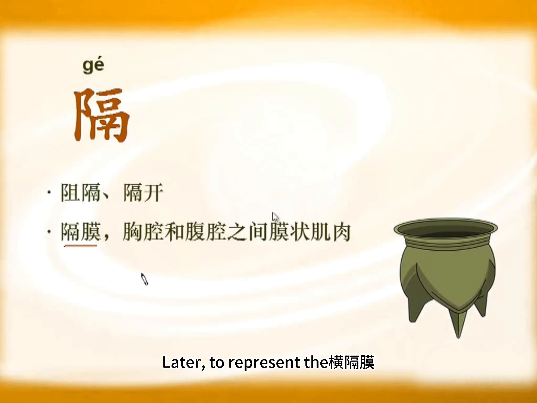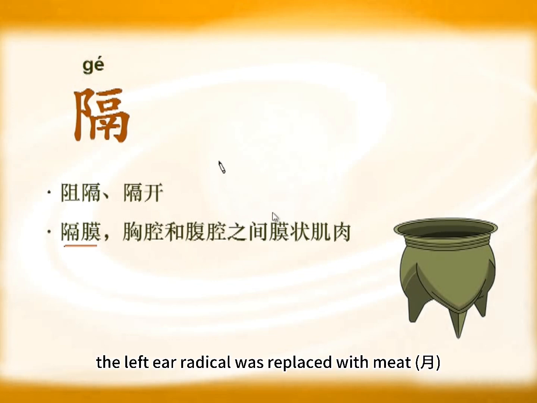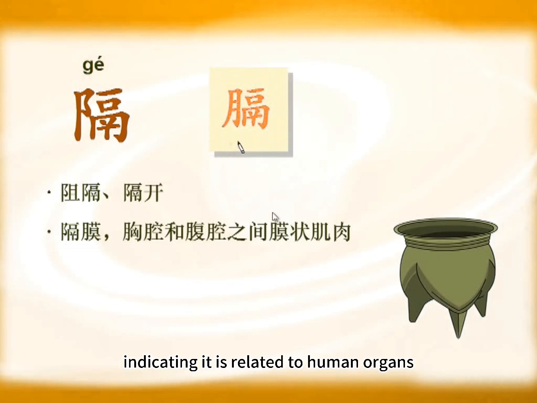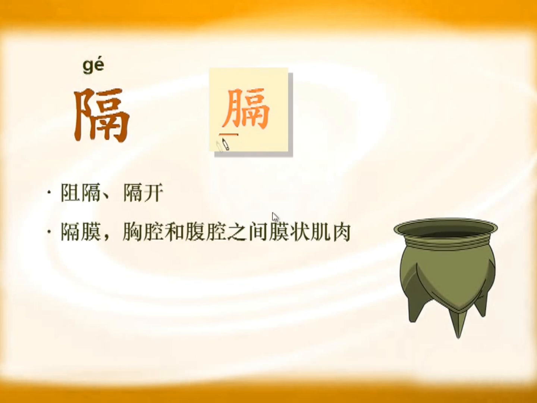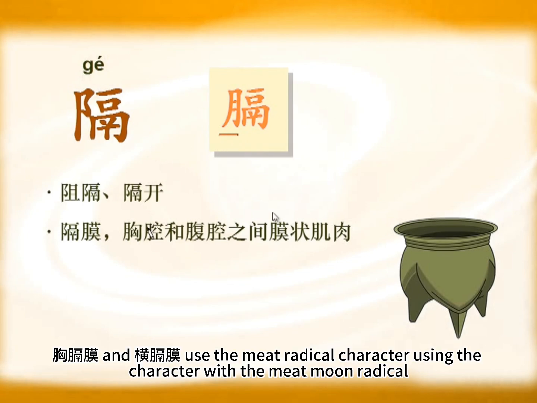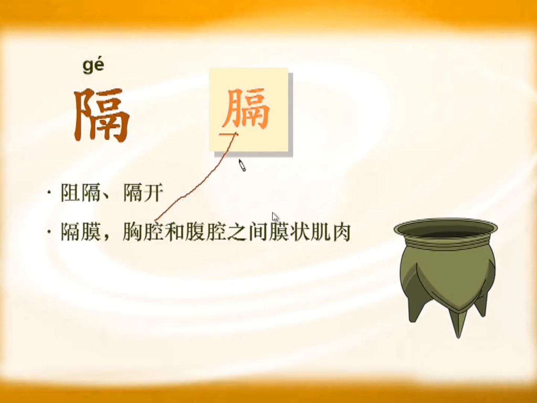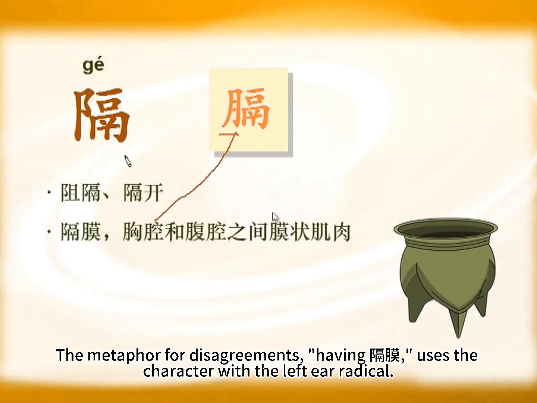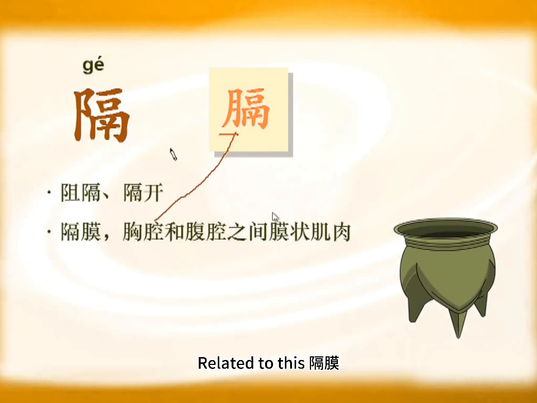Later, to represent the diaphragm, a new character was created. Let's see. The left ear radical was replaced with meat yue, indicating it is related to human organs, thus written as such a character ge. Now these 2 characters are used separately. The diaphragm uses the character with the meat moon radical. The metaphor for disagreements uses the character with the left ear radical.